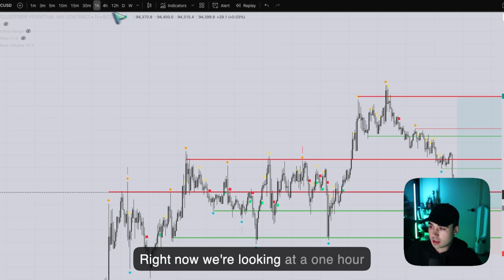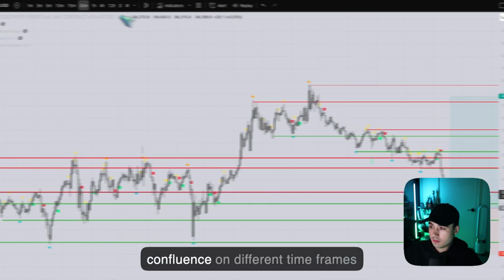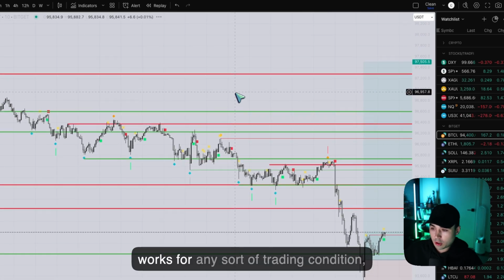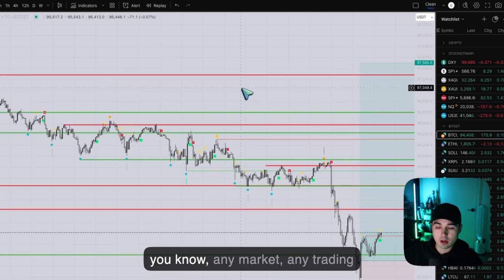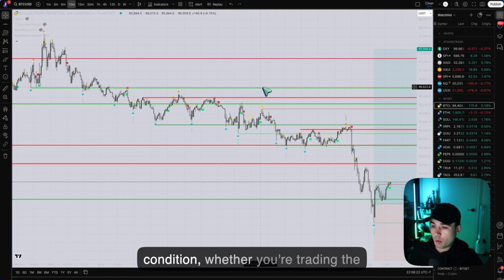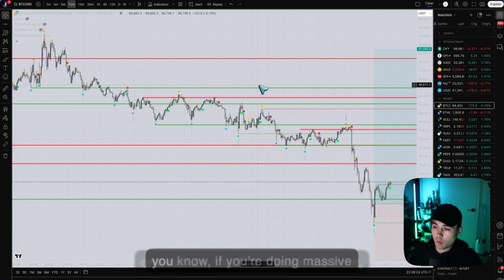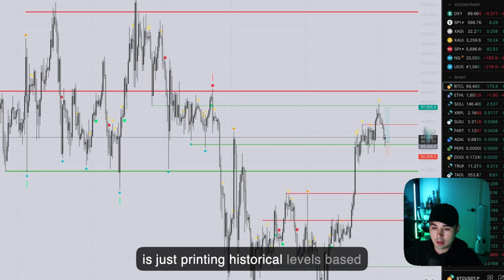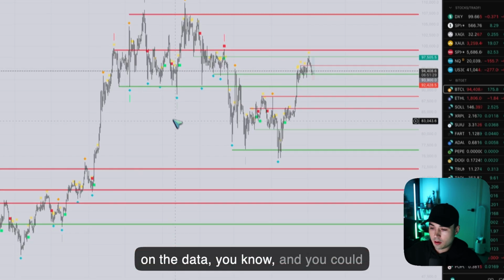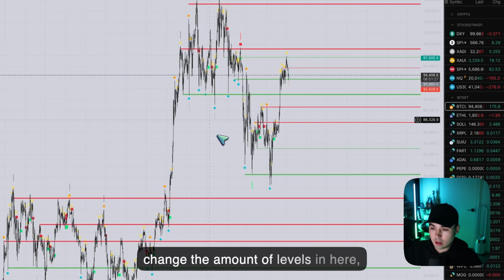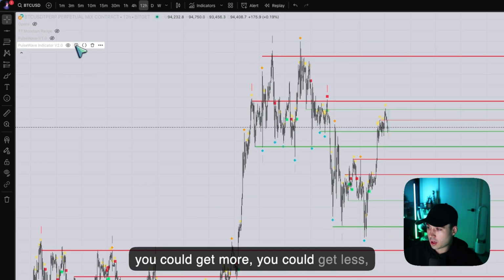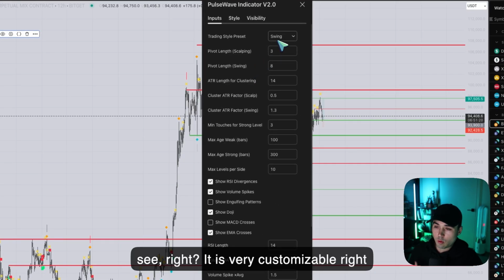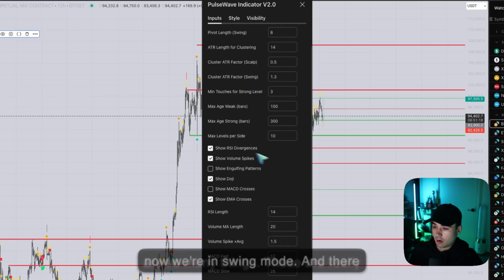Right now we're looking at a 1 hour time frame, but we could find confluence on different time frames and really see what's happening. It works for any market and any trading condition, whether you're trading the 1 minute, the 5 minute, the hour, or doing massive swings, because it is just printing historical levels based on the data, and you can change the amount of levels in here. You could get more, you could get less. There are a ton of settings, as you can see. It is very customizable. Right now we're in swing mode.